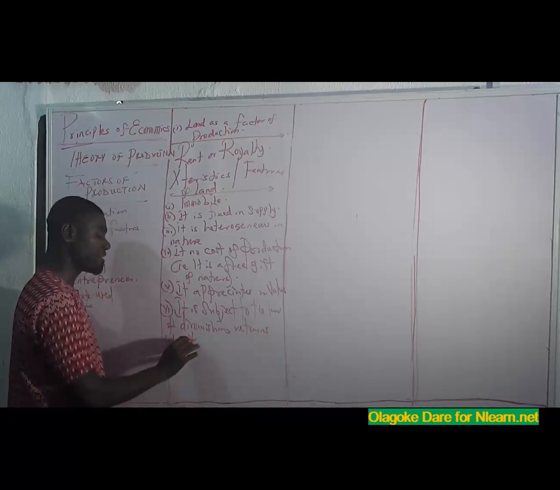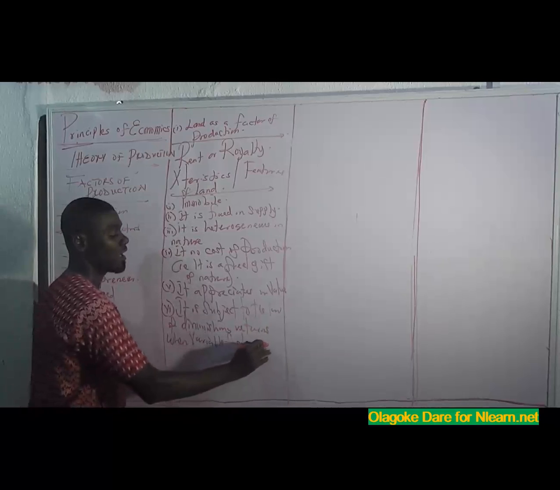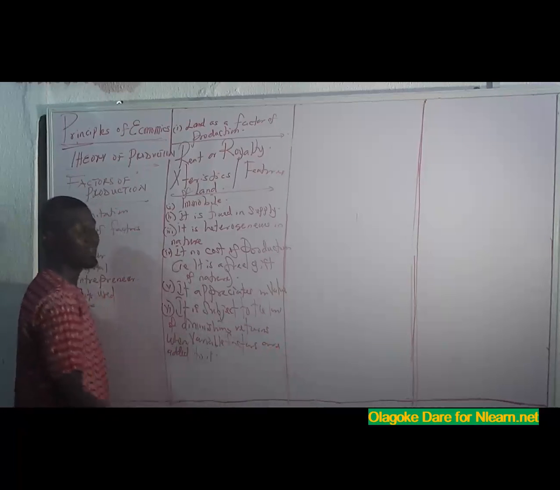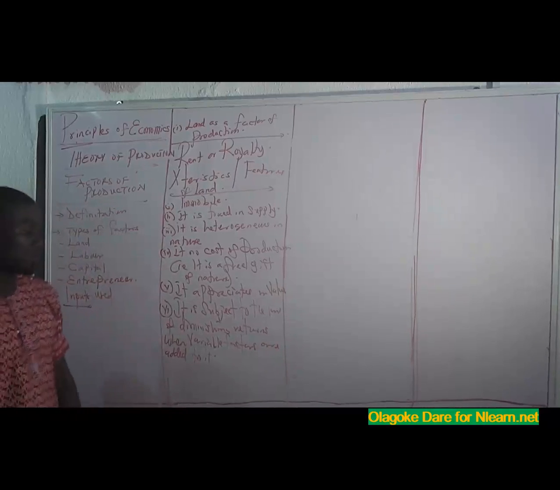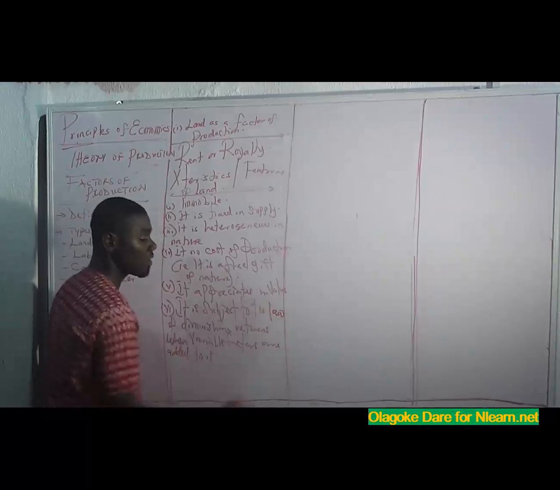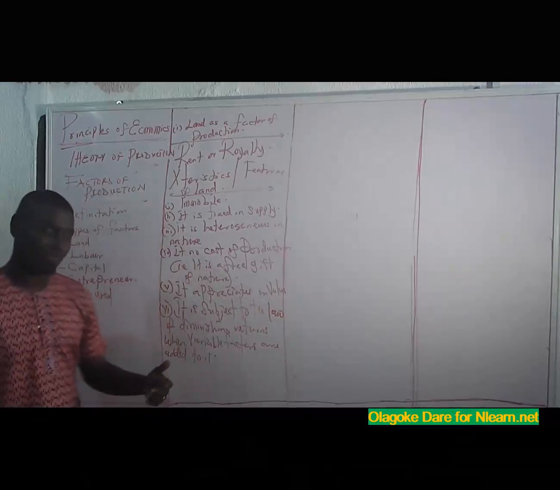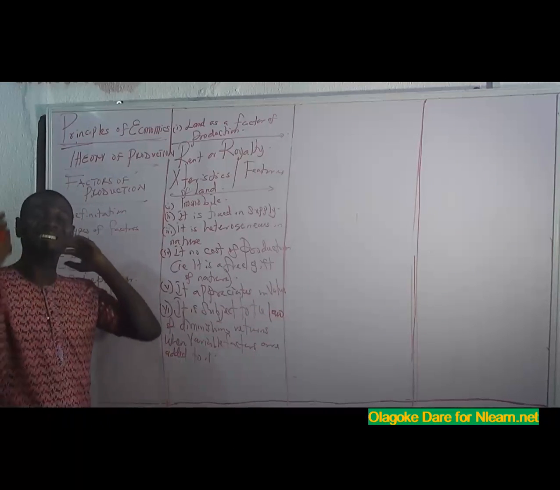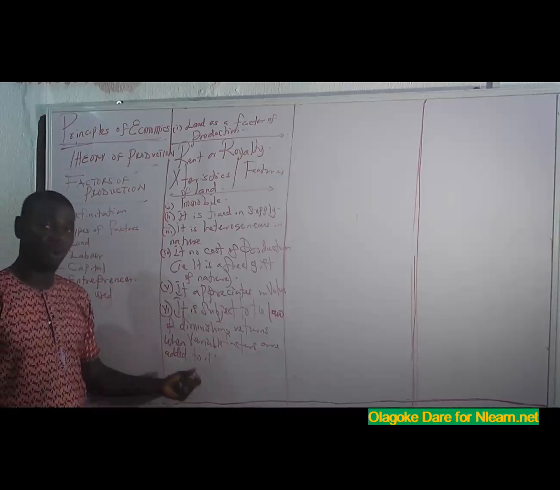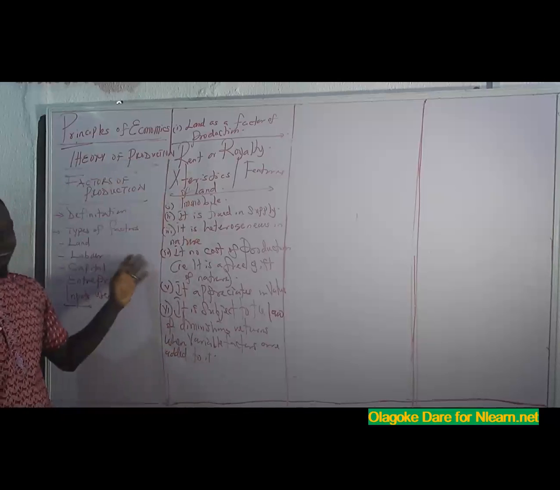When variable factors are added to it, land is subject to the law of diminishing returns. So if you add other variable factors on land, the output will increase at a reducing rate, which has to do with the law of diminishing returns. So these are the features of land as a factor of production.